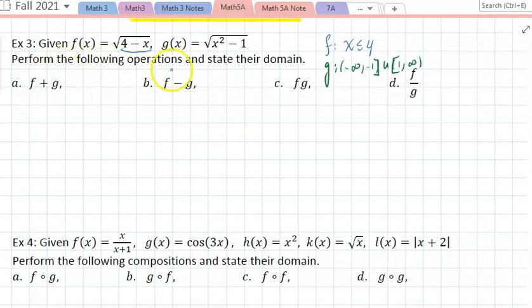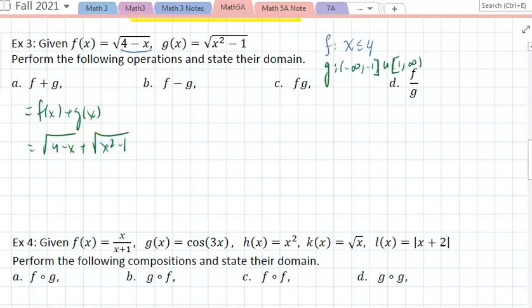So when I take f plus g operating on x, that is f of x plus g of x. F of x is the square root of 4 minus x. G of x is the square root of x squared minus 1. So by using f, automatically its domain carries with it. By using g, automatically its domain carries with it. Whenever you have multiple cases, you want to put those on a number line, and you want the overlap. You want the portion that satisfies all of these cases combined.